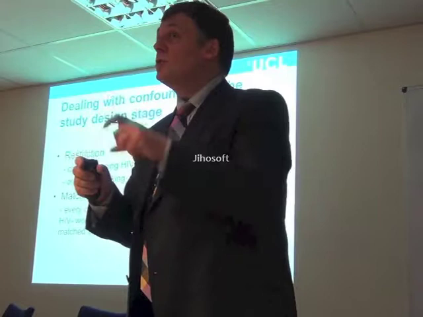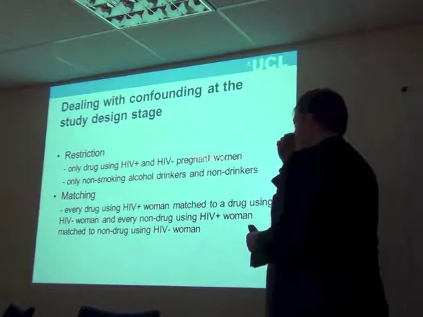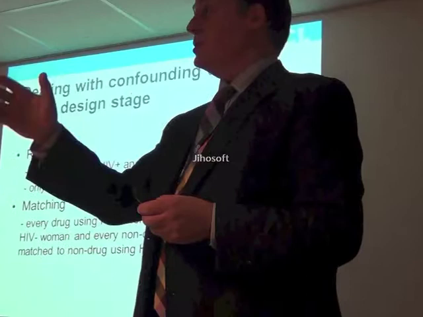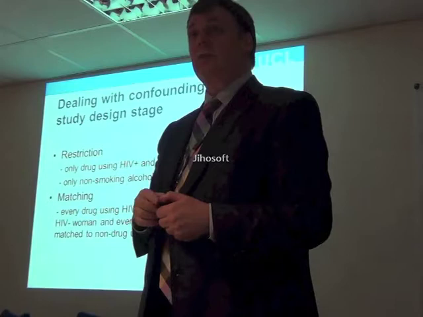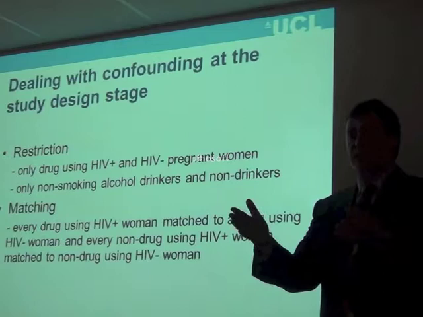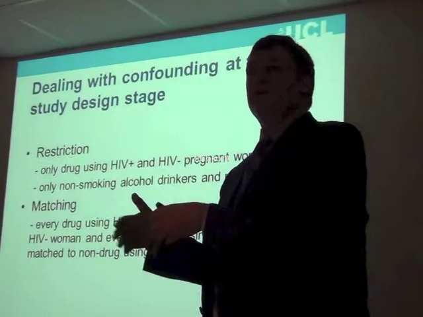Does that make sense? So one way you could do it is to say, well, we'll restrict this to only drug using HIV positive and drug using HIV negative women. So they'll all have a bad outcome because they're drug users, and so the difference should, if carefully controlled, be due to the HIV infection. Or you can do something called matching. So for every HIV positive woman who's a drug user, she's then matched to an HIV negative woman who's a drug user. So at the end of the study, you've got 60% HIV positive women are drug users, and 60% HIV negative women are drug users, and so you've cancelled out the effect of drug use.